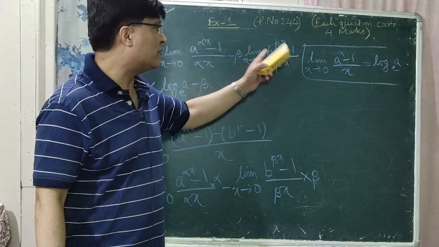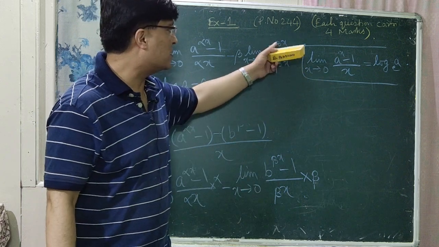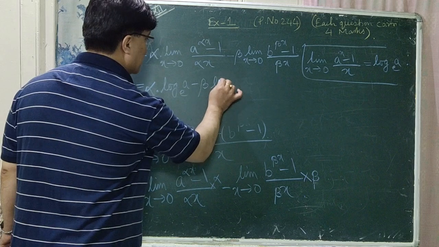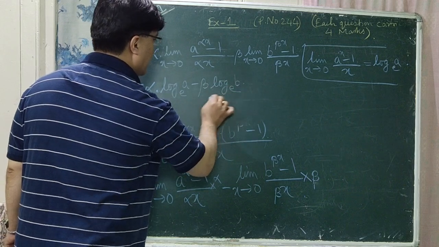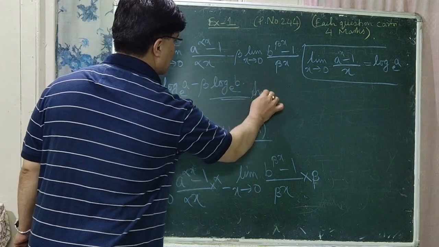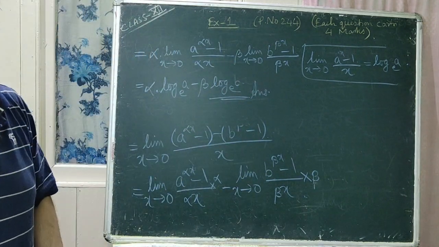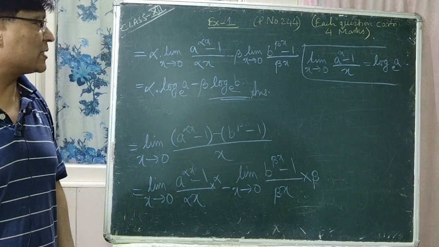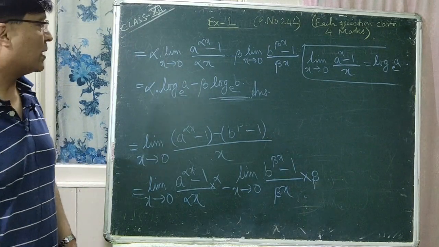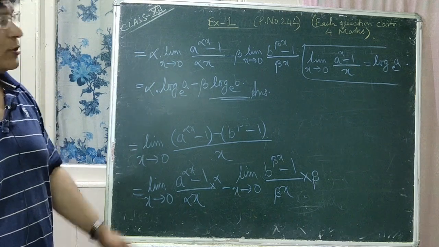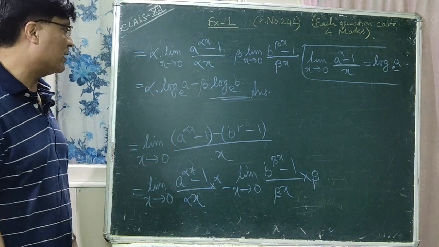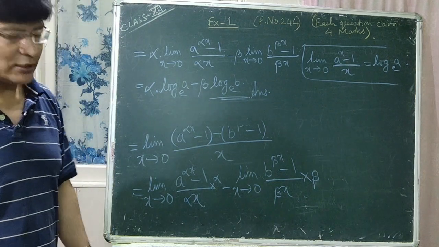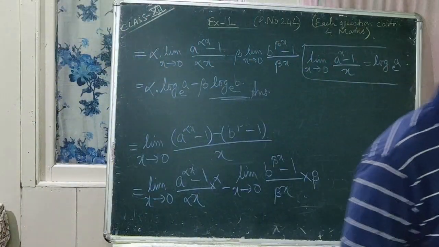So instead of a, there is b. And instead of x, there is beta x. What is this formula? It is log b base e. So this is the final answer. So I think this is also understood. You have understood it. Okay. So this is the answer, that is alpha into log a base e minus beta into log b base e. So now we'll do the next question.